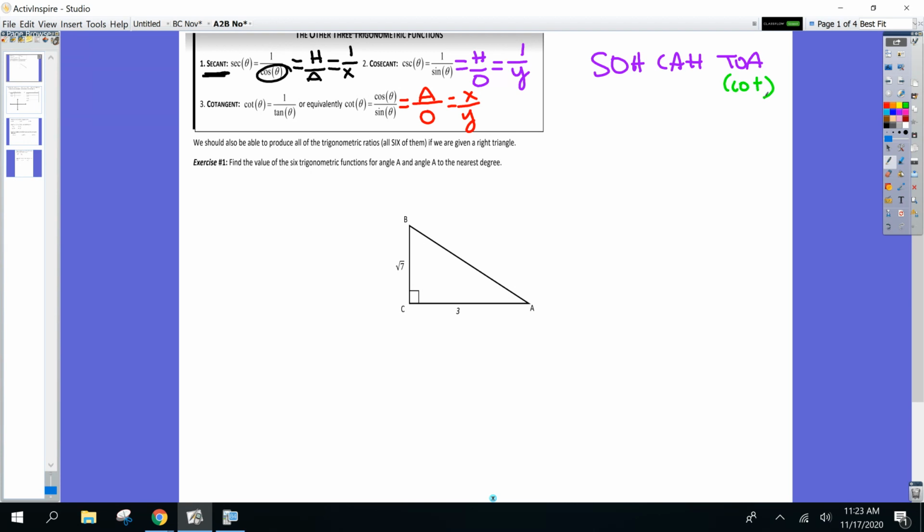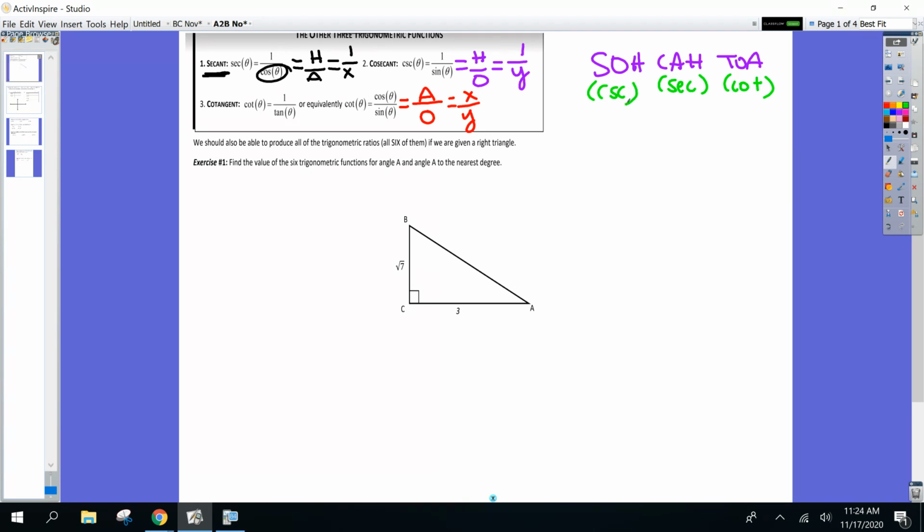Cosine, and you can still cheat. Secant. So I'm going to write SEC for the abbreviation underneath cosine. And what goes with sine? Cosecant. If this helps you out, guys, write it. SOHCAHTOA with what it's related to underneath.